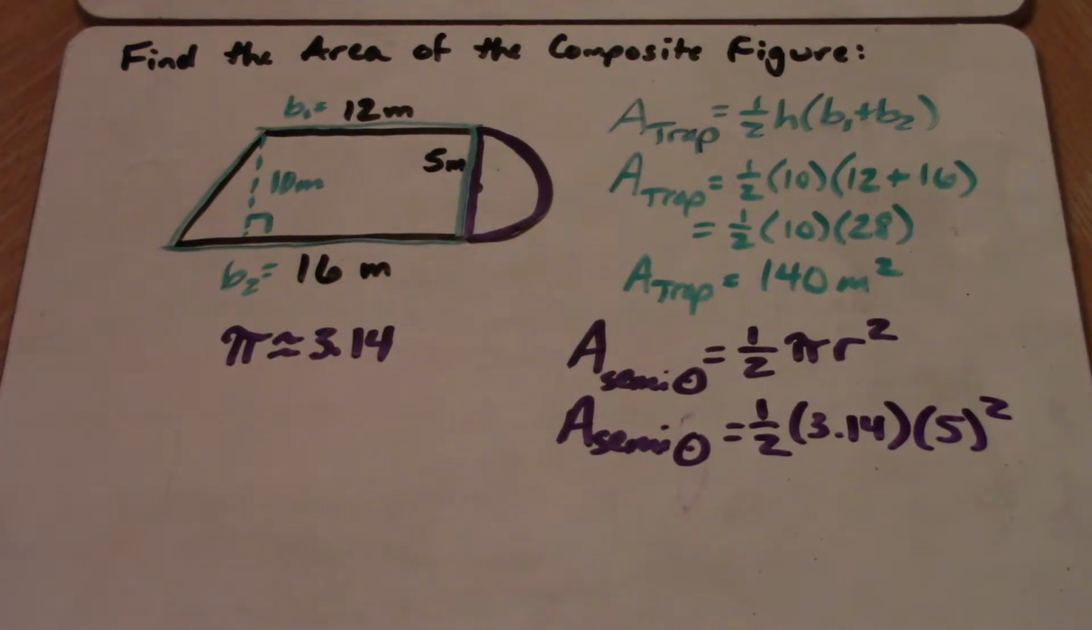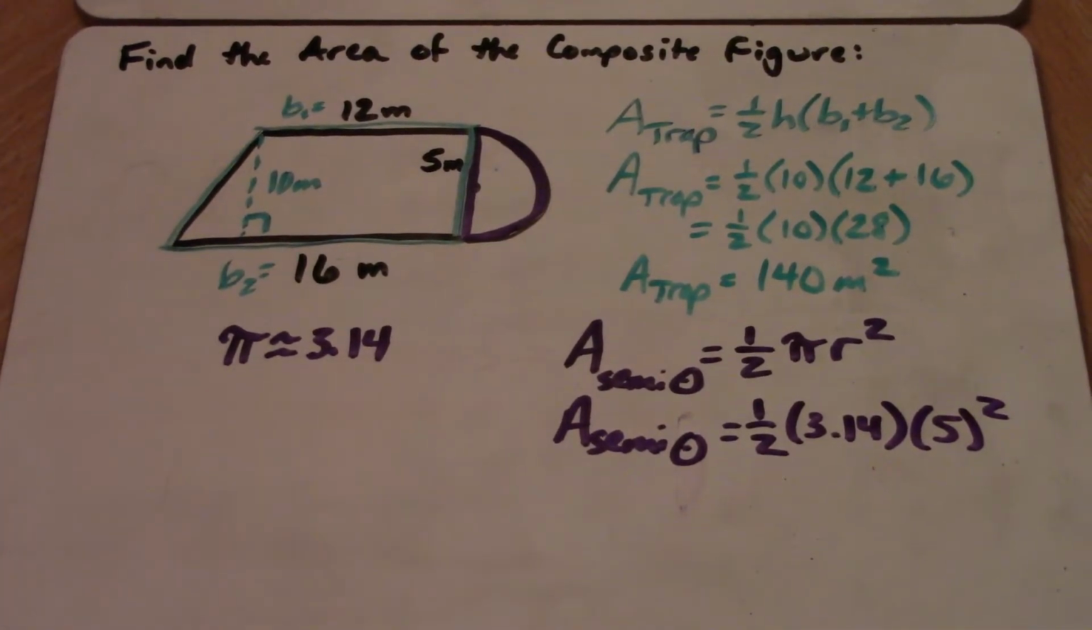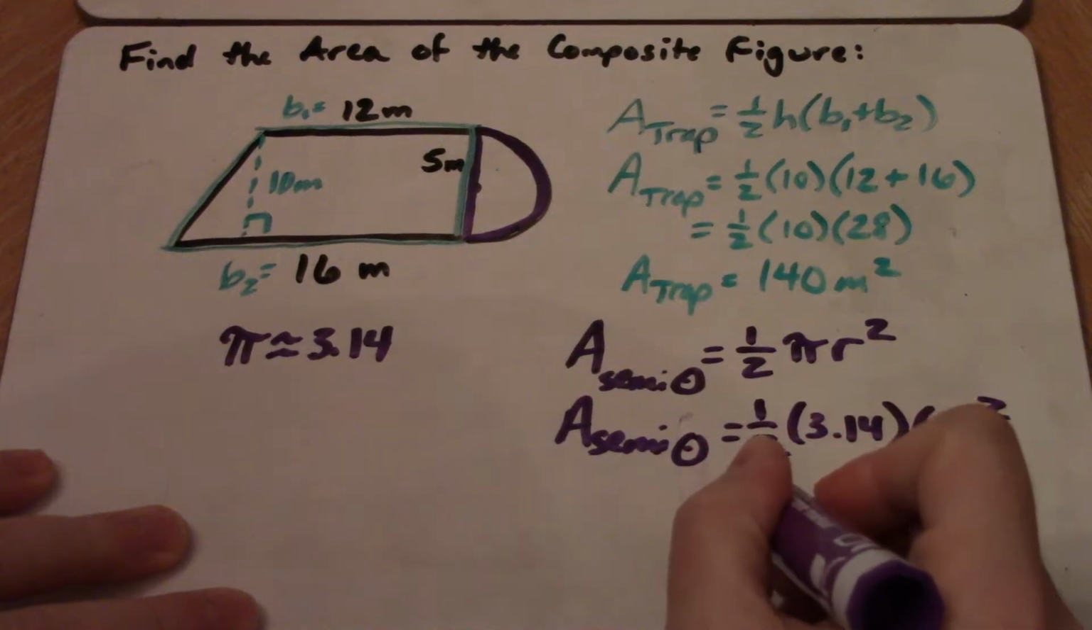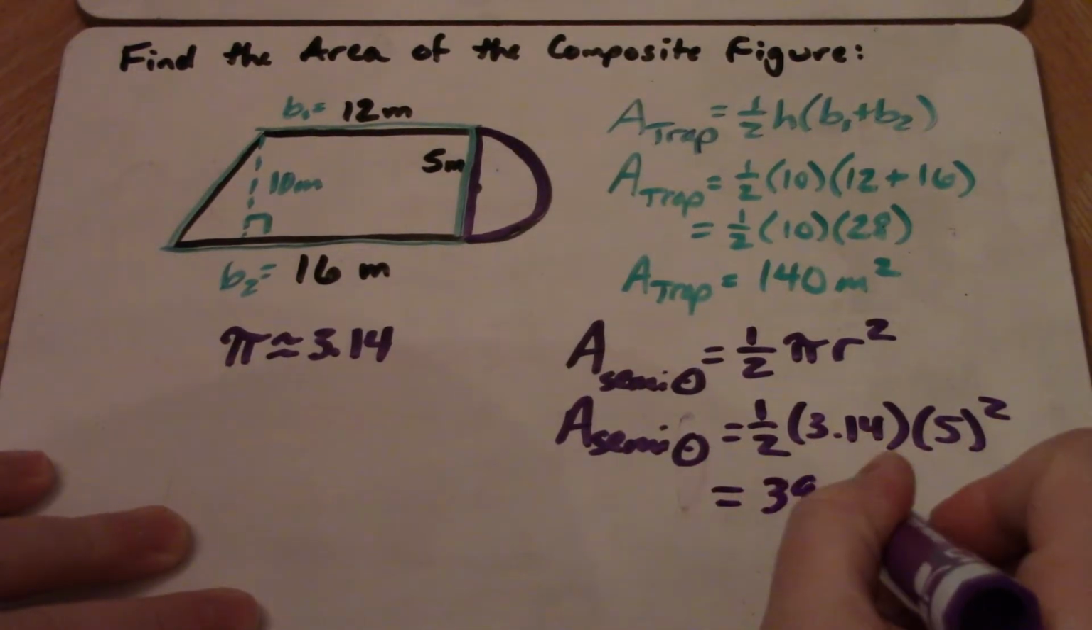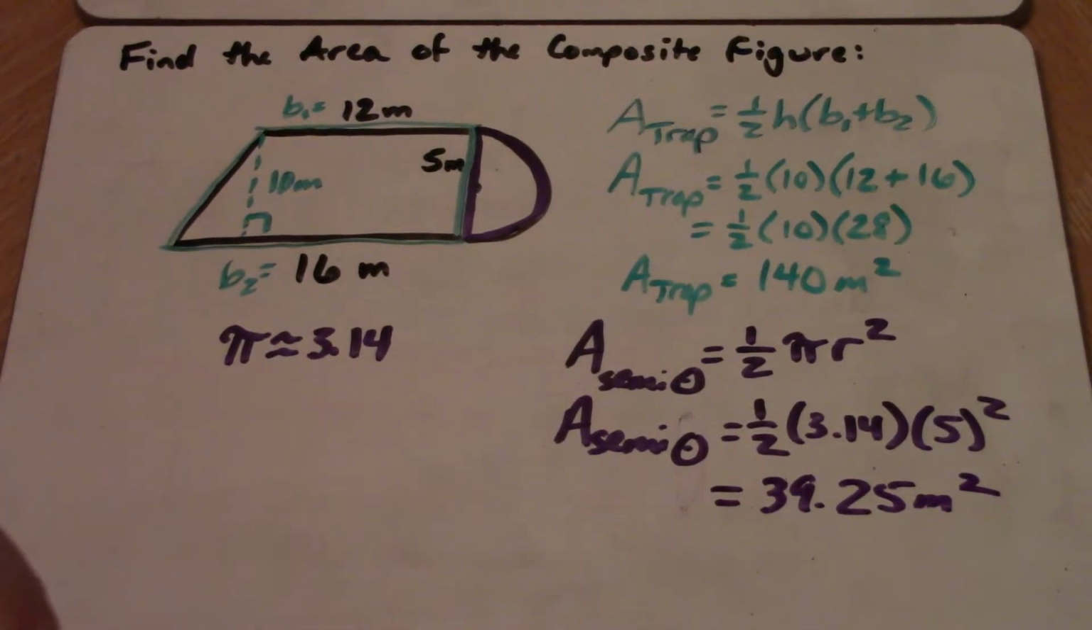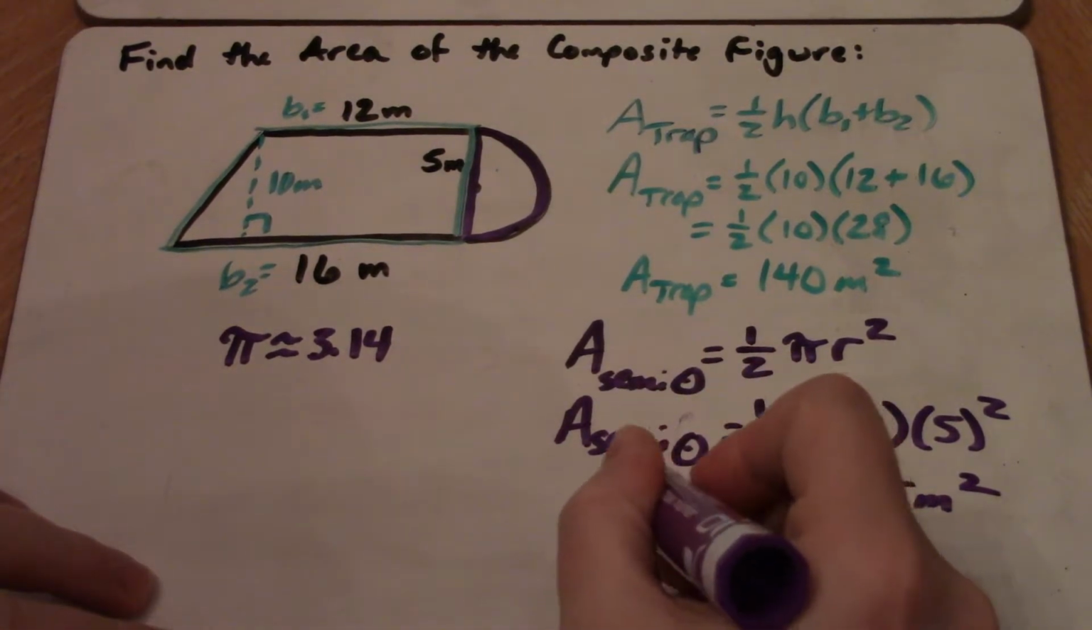So we're going to feed that to our calculator. 1/2 times 3.14 times 5 squared would be 39.25 square meters. So that's the area of our semicircle.